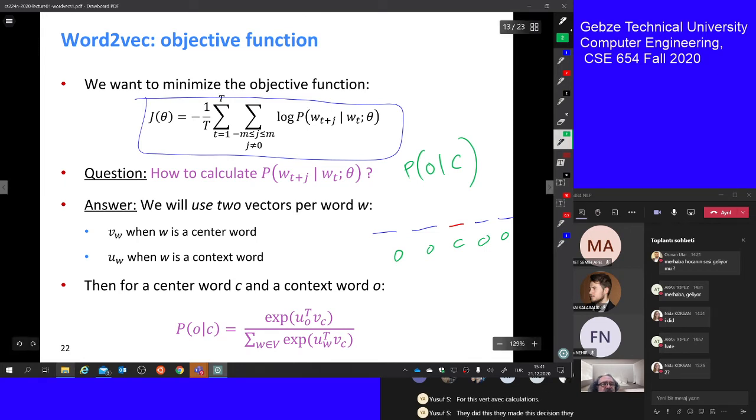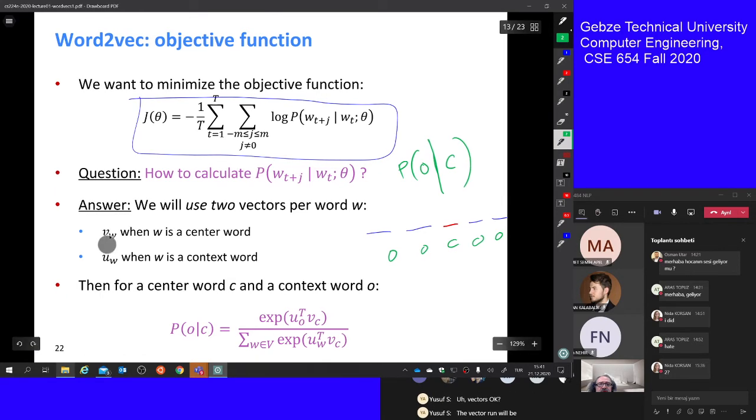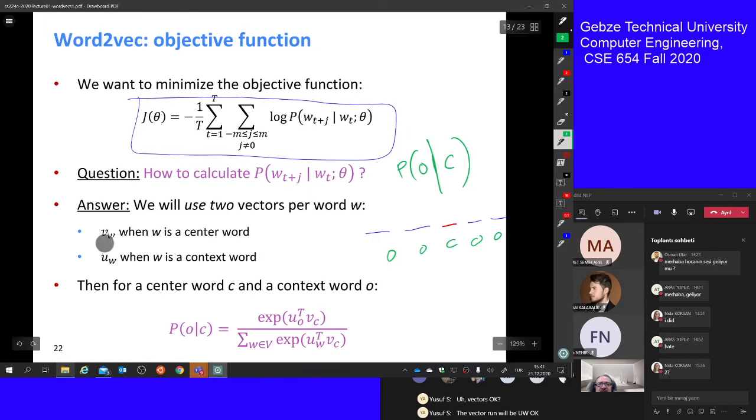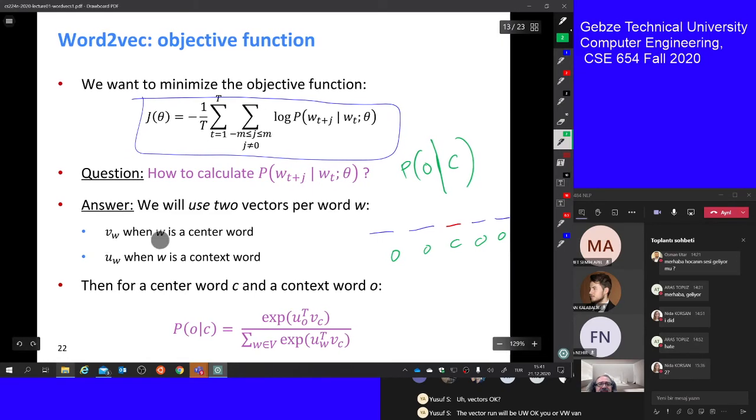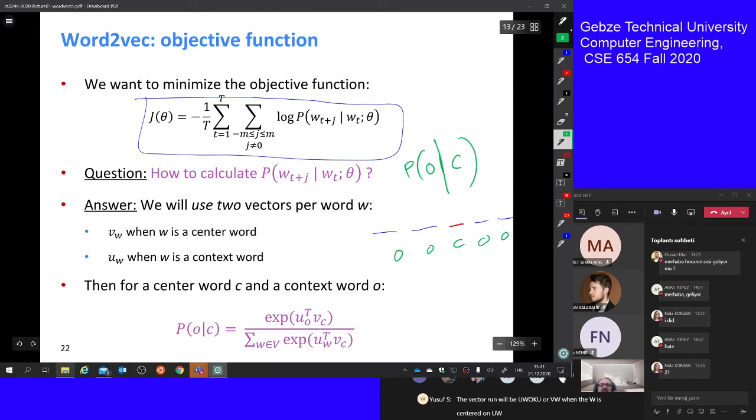So for these word2vec calculations, they made this decision. They say that for each word there will be two vectors. The vector will be v_w when w is the center word, and u_w when w is a context word. So to calculate the probability of the context word given the center word, we are going to use this calculation.